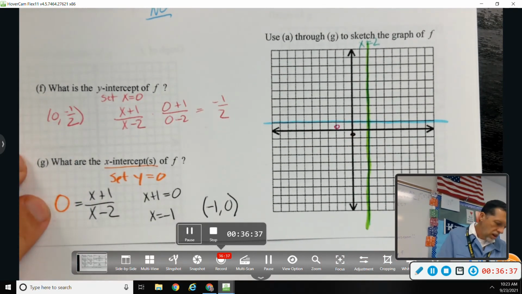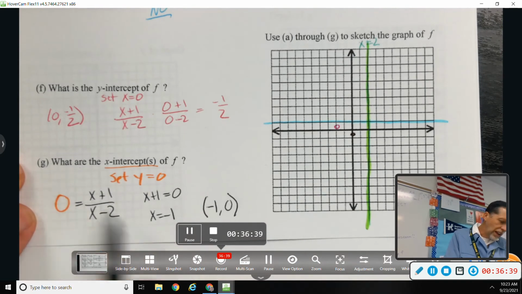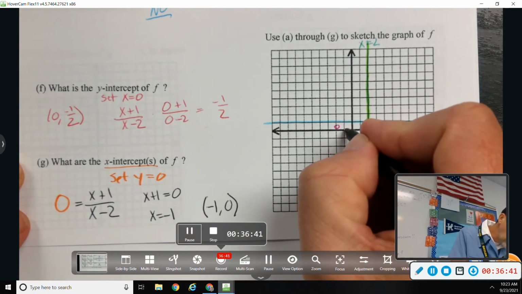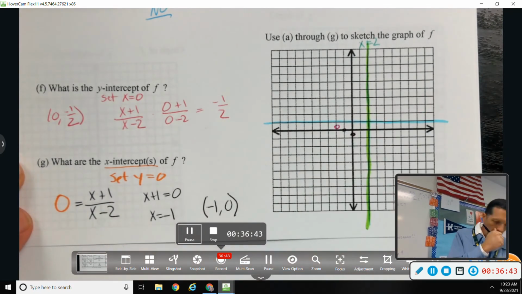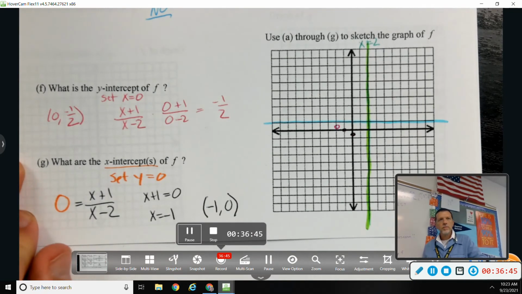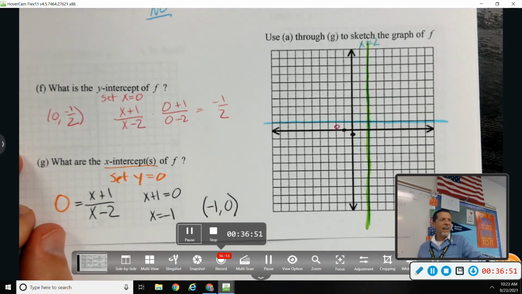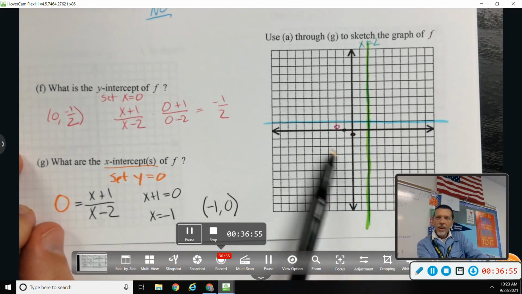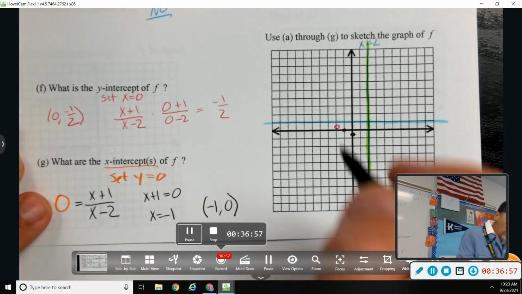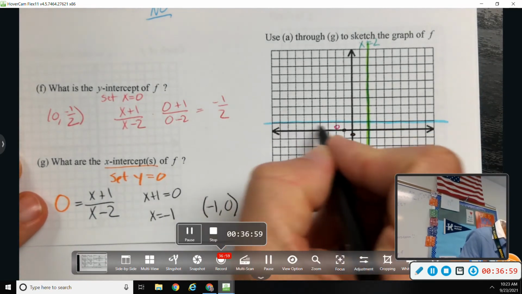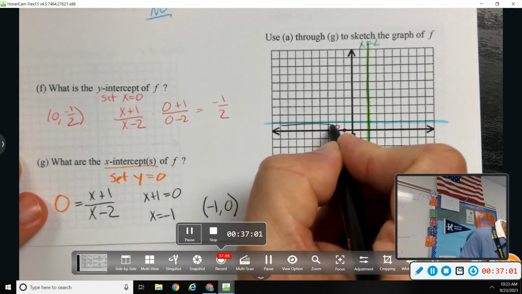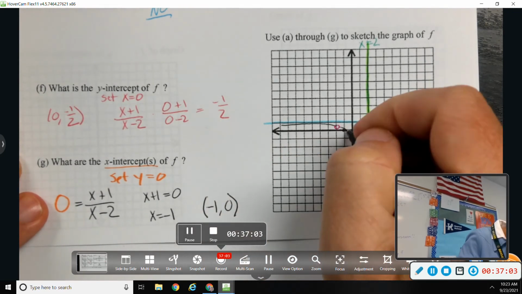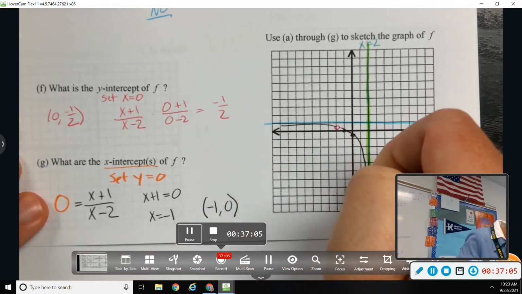Part G and X-intercept at -1, 0. Alright, I'm going to say on the left-hand branch of this graph, I know exactly what it looks like because I got 3 points. Plus I have some asymptotes. Graphs get closer to the asymptote. So even though this is our first one, you could probably guess what this looks like. Something like that.